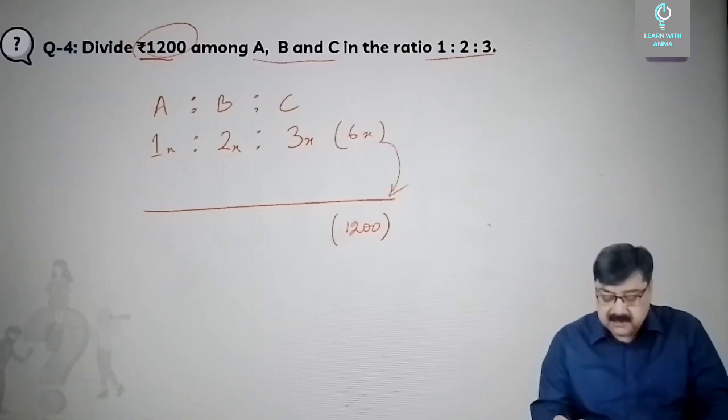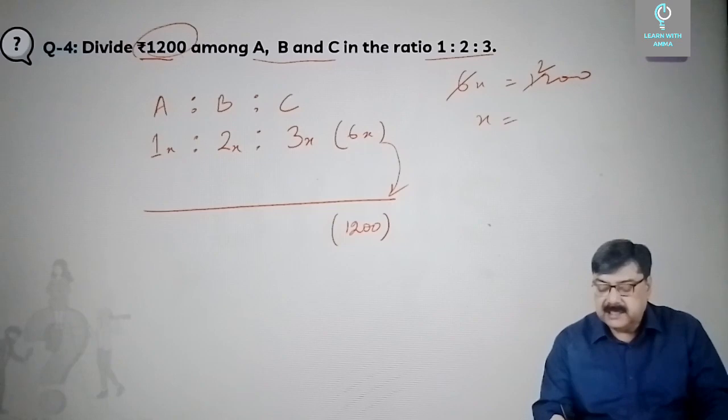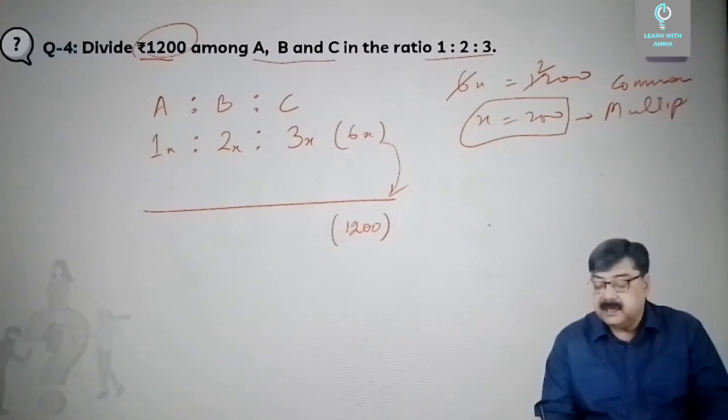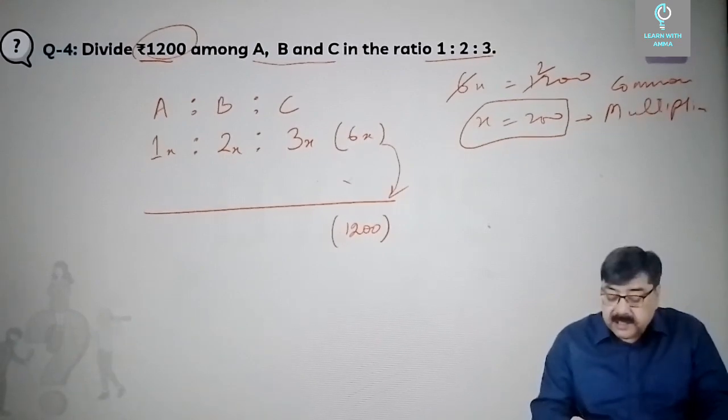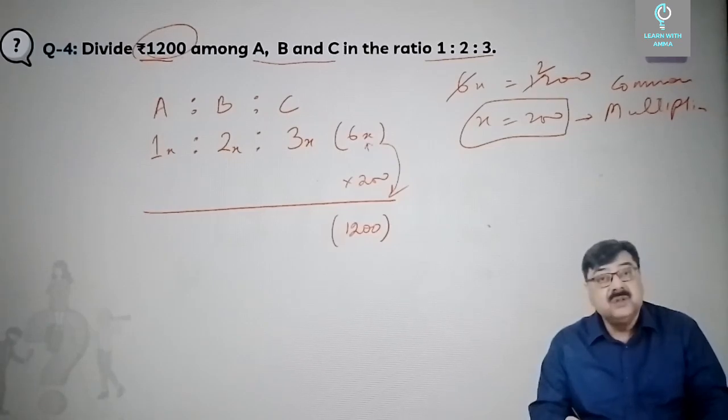So 6x becomes 1200. In that case, what is x? So 6x is 1200. So you know this goes by 2. X here is 200. So what is x? X is the common multiplier. Alright. So 6 into 200 is 1200. The value of x here is 200.